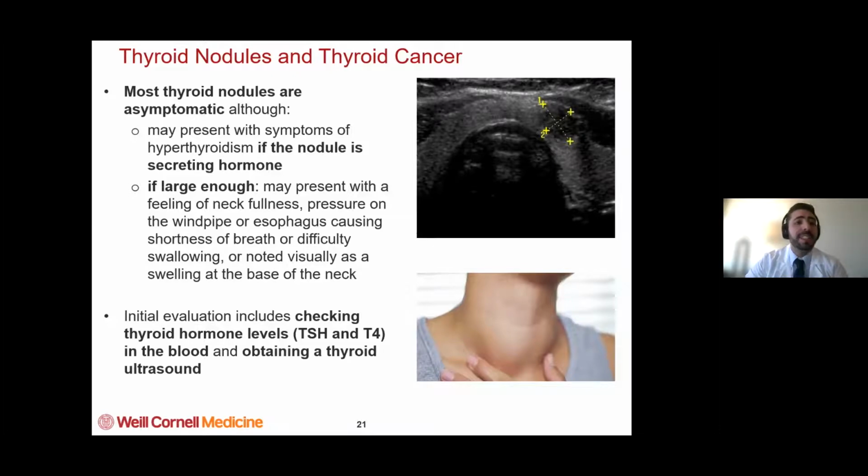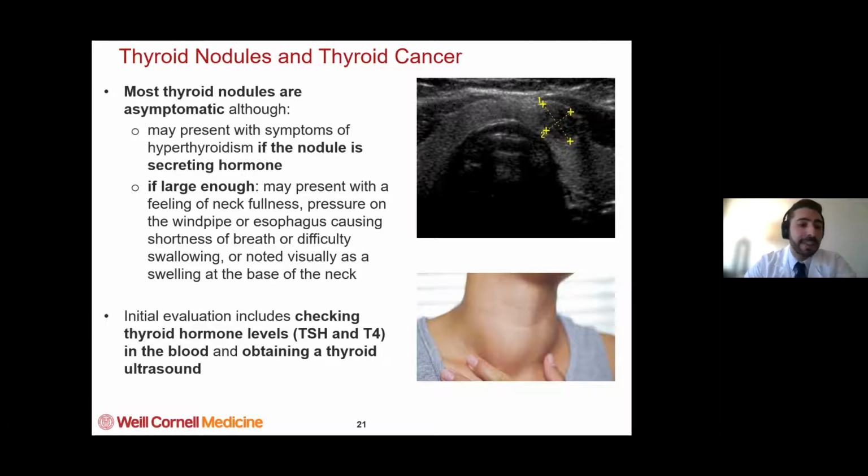Most thyroid nodules are asymptomatic, although there are two exceptions to that statement. One would be if the thyroid is secreting hormone, as we mentioned in our hyperthyroidism section: a hot nodule will present with symptoms of hyperthyroidism. The other is if the nodule becomes large enough. It may present with a feeling of neck fullness, or a feeling of pressure either on the windpipe or the esophagus, resulting in a feeling of shortness of breath or difficulty swallowing. And if you see here in the bottom image, some patients will present with an appearance of a swelling in the base of the neck.